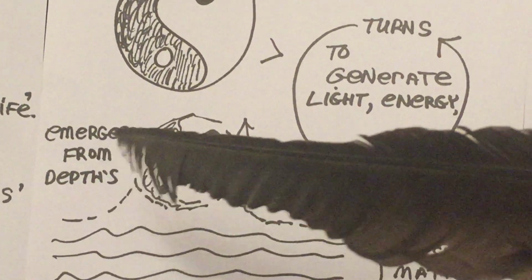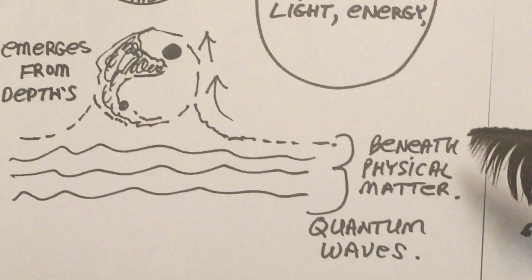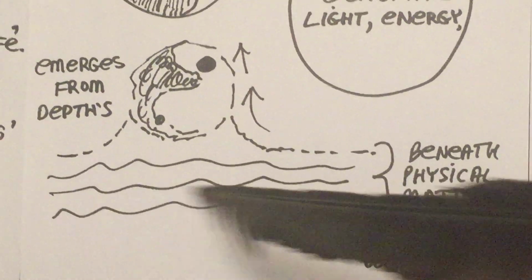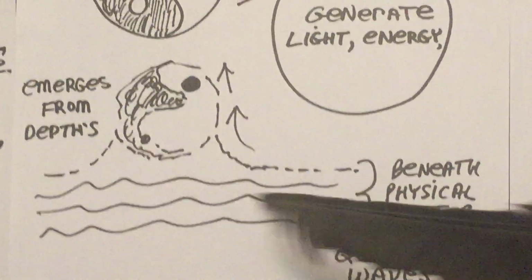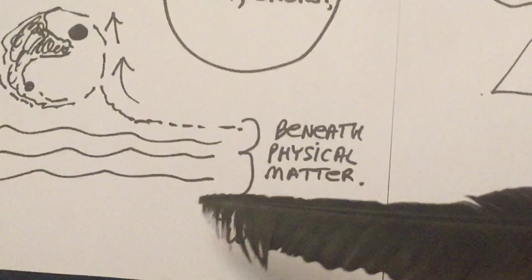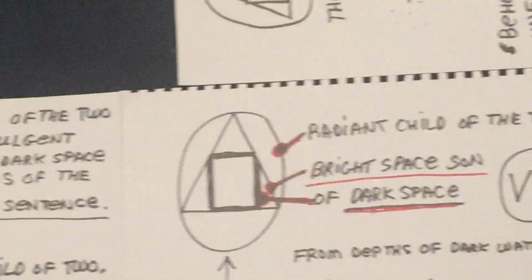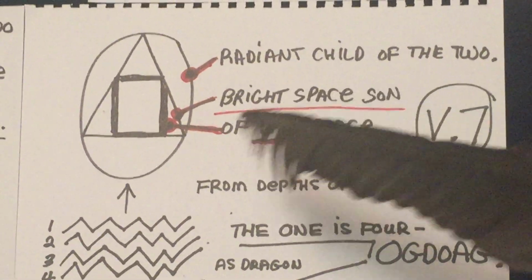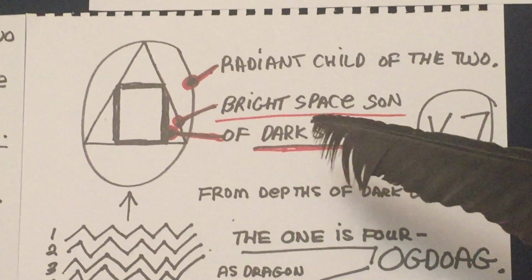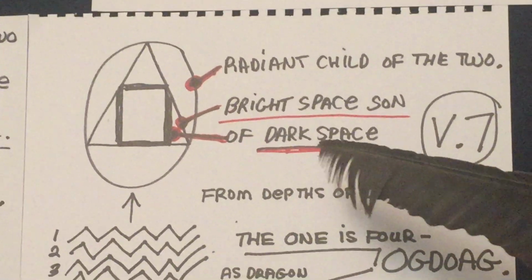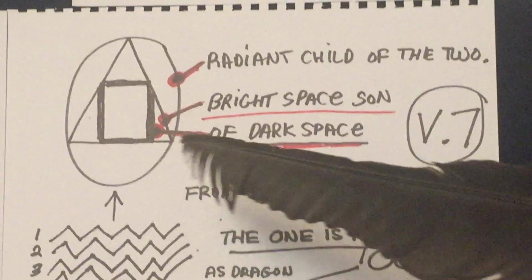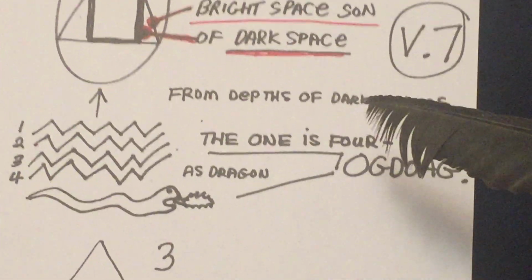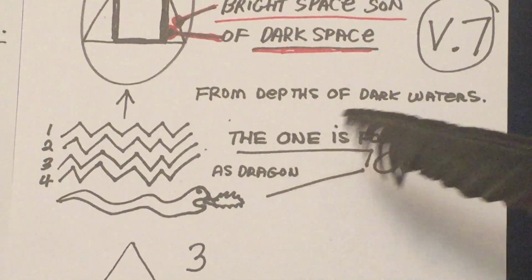Again, it emerges from the depths of the waters beneath physical matter, known as the quantum waves, which were not known at the time of the stanzas. That was only later understood. The radiant child of the two can be seen here as the bright space, son of dark space. And here it is again, referred to in the same way with the egg and the seven contained, from depths of dark waters.